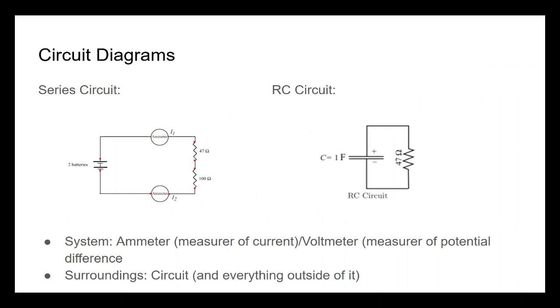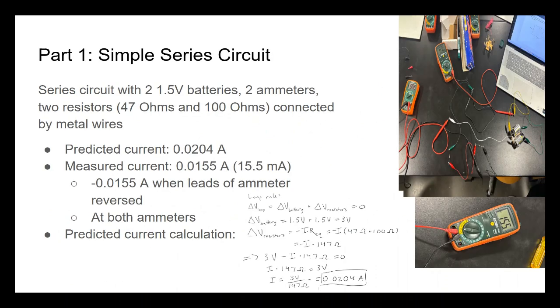Next, we have a couple quick circuit diagrams that represent what we did in the experiment. One is just the series circuit with two ammeters and two different resistors between them. And then we have the RC circuit, which has one resistor and one capacitor. The system was the ammeter and voltmeter that we used, and the surroundings was the circuit and everything else outside of it.